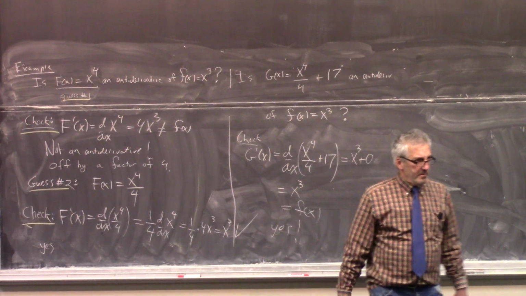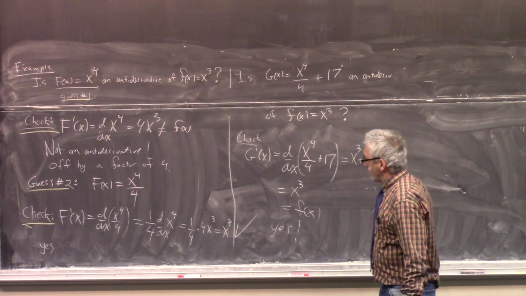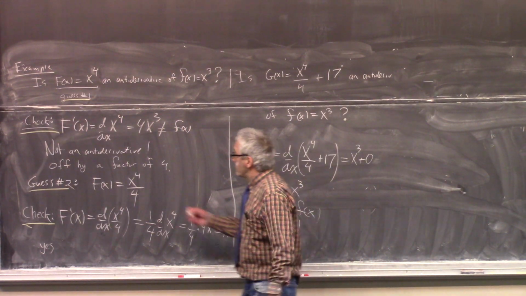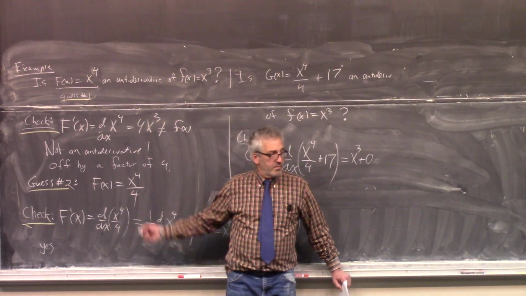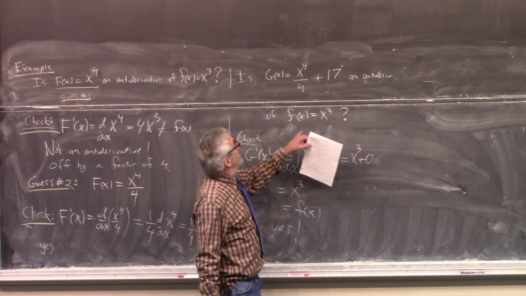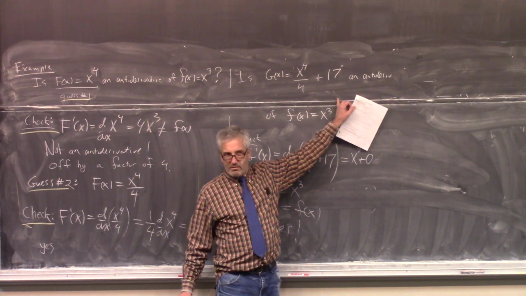Wait a second. I thought we already had the antiderivative of x cubed. I thought the antiderivative of x cubed was x to the 4th over 4. Now I'm saying the antiderivative of x cubed is x to the 4th over 4 plus 17. What's up with that?